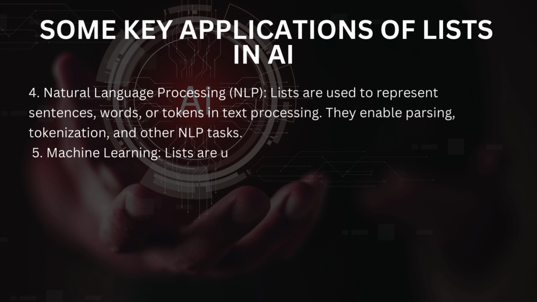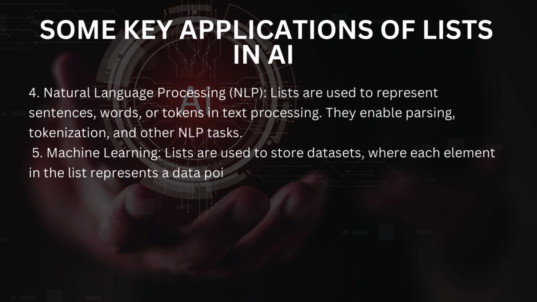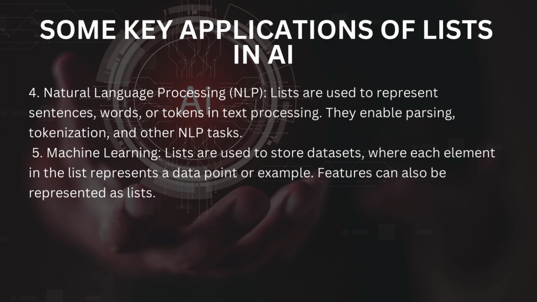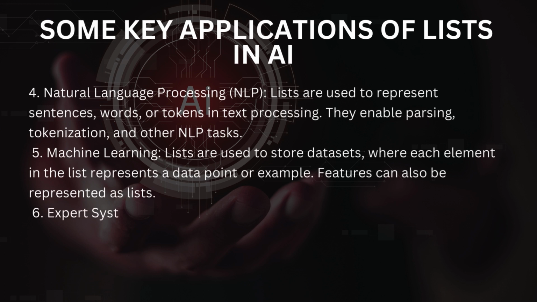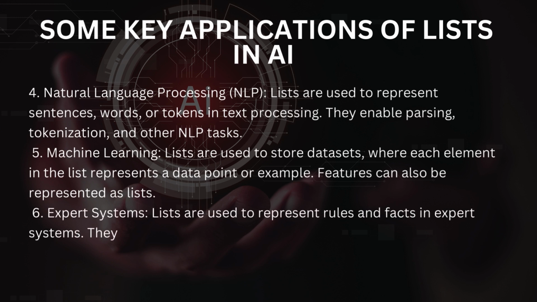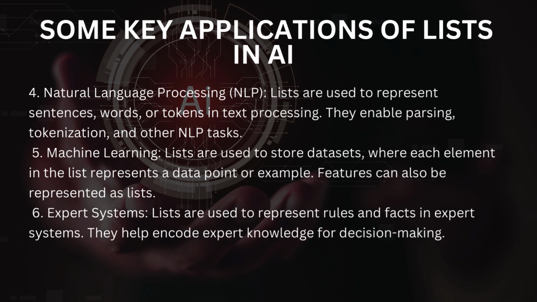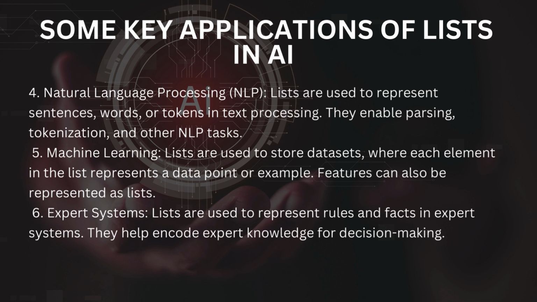Next is machine learning. Lists are used to store data sets where each element in the list represents a data point or example. Features can also be represented as lists. Next is expert systems. Lists are used to represent rules and facts in expert systems. They help encode expert knowledge for decision making.